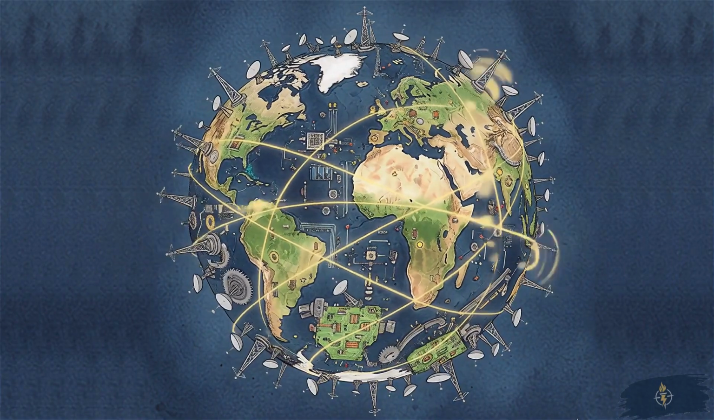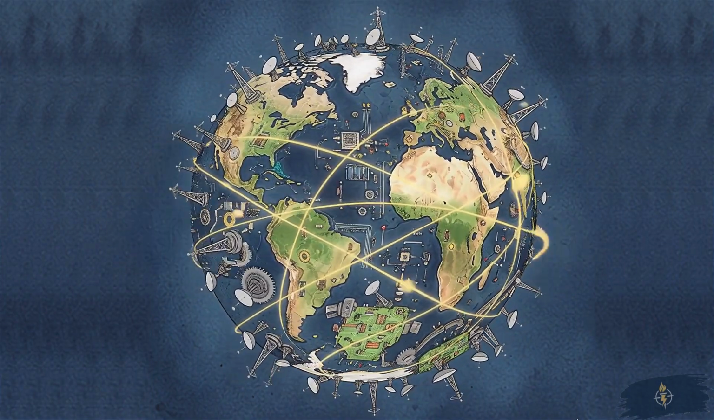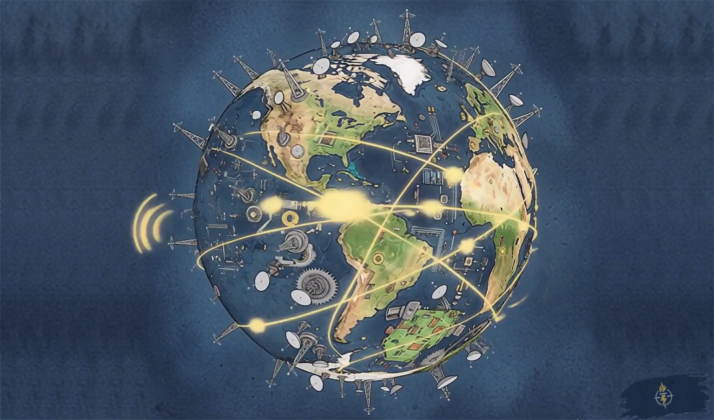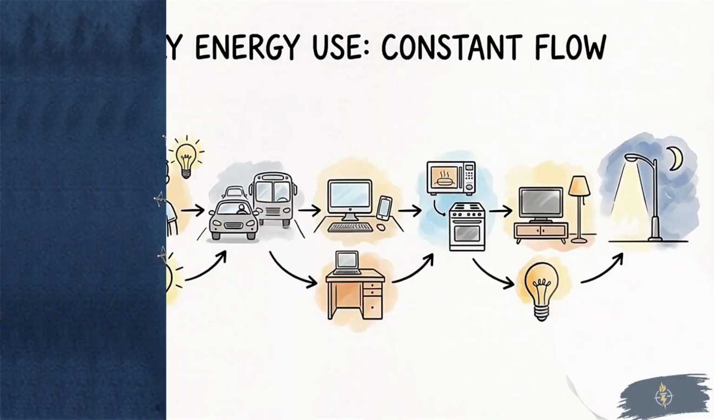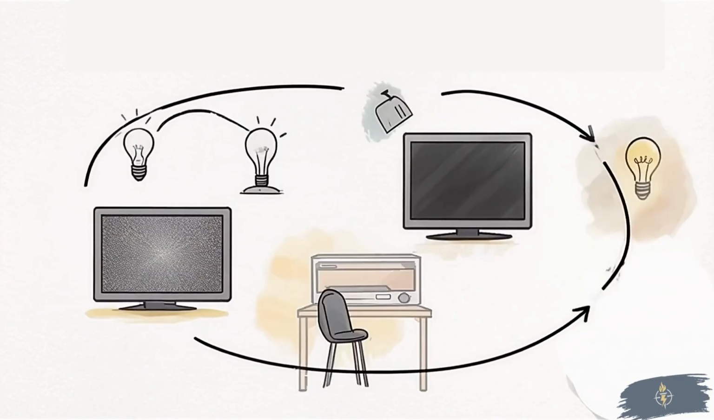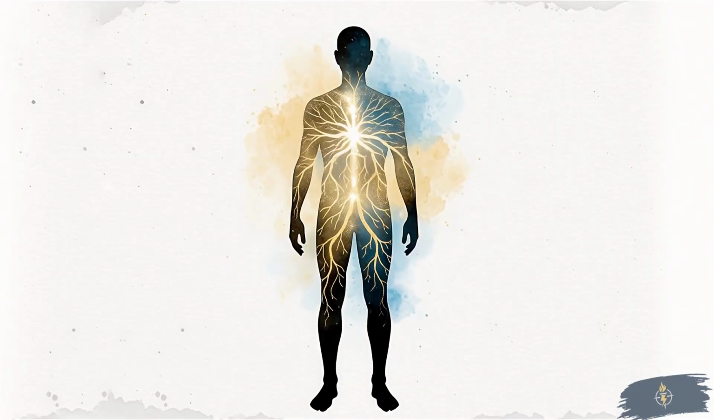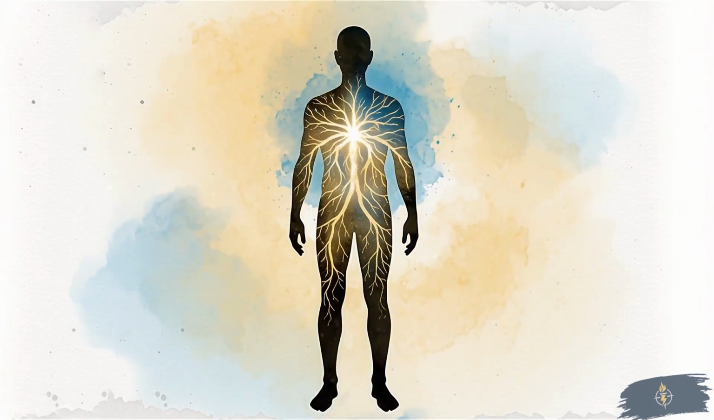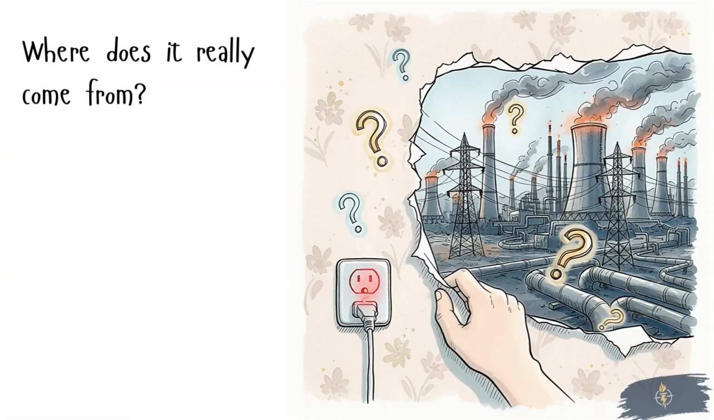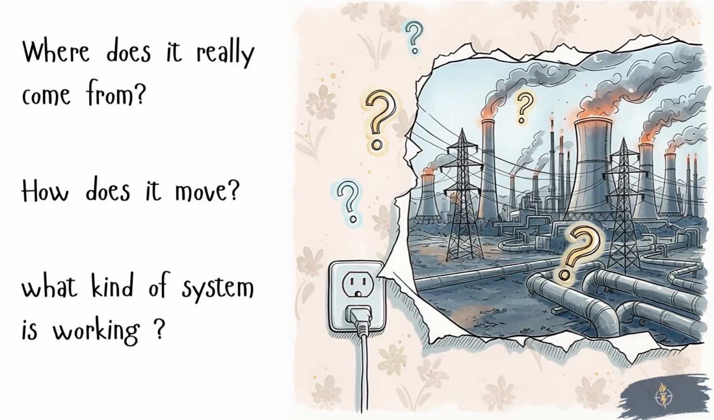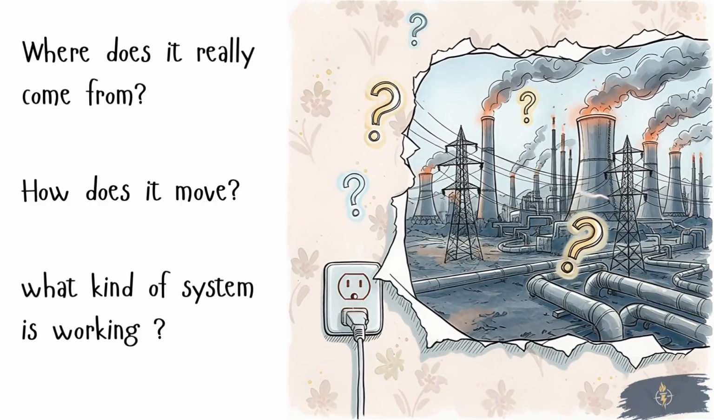Every time you turn on a light, press the gas pedal, or charge your phone, you are touching one of the largest and most complex machines ever built by humans. Not a single machine in one place, a global one. We use energy every day, constantly, almost unconsciously, just like breathing. We depend on it for survival, but we rarely stop and ask, where does it really come from? How does it move? And what kind of system is working behind that simple action?